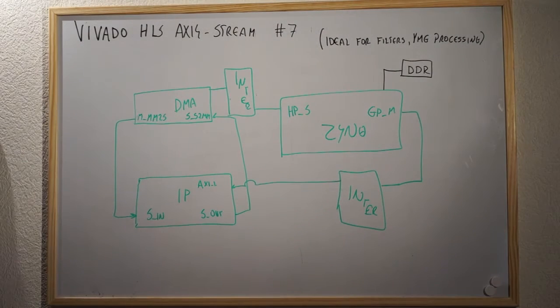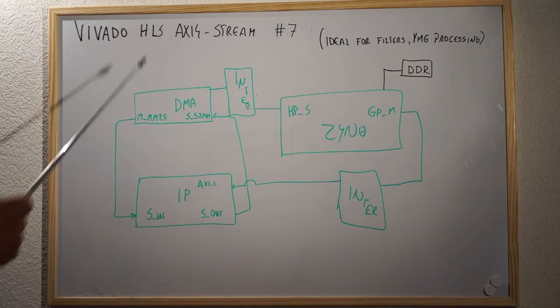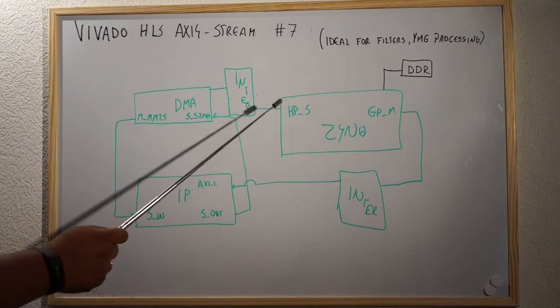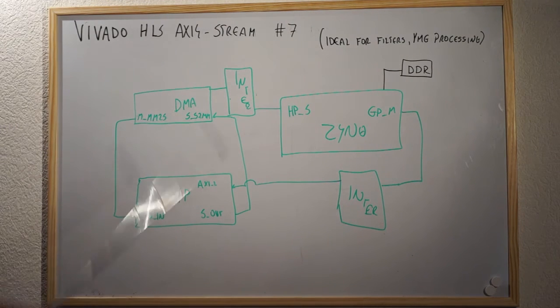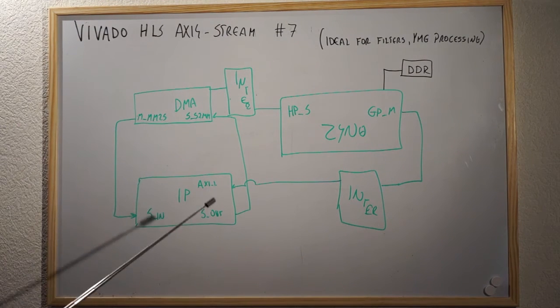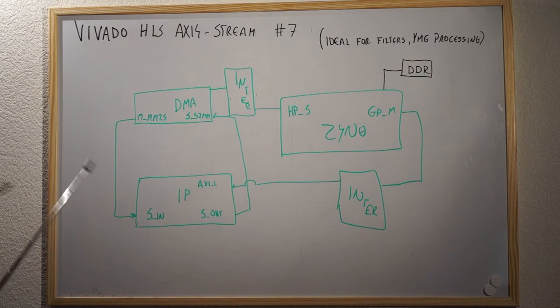Okay guys, VIVADO HLS AXI stream interfaces. First, let's start with why we should use the AXI stream interface. IP cores that use AXI stream interfaces are ideal for filters and image processing filters. Basically, any IP which should have an output at every input that arrives is a nice case for an AXI stream.